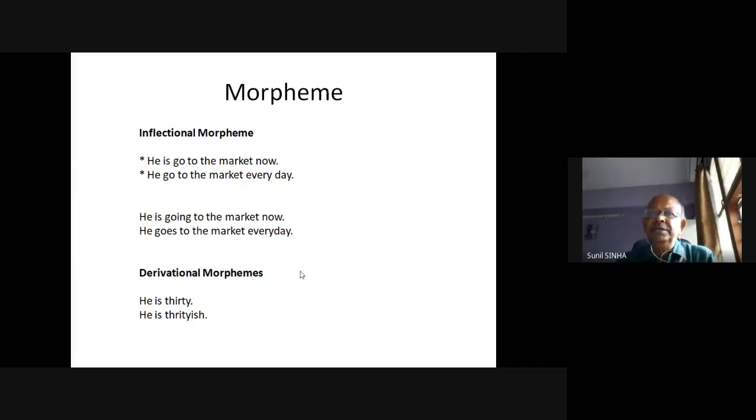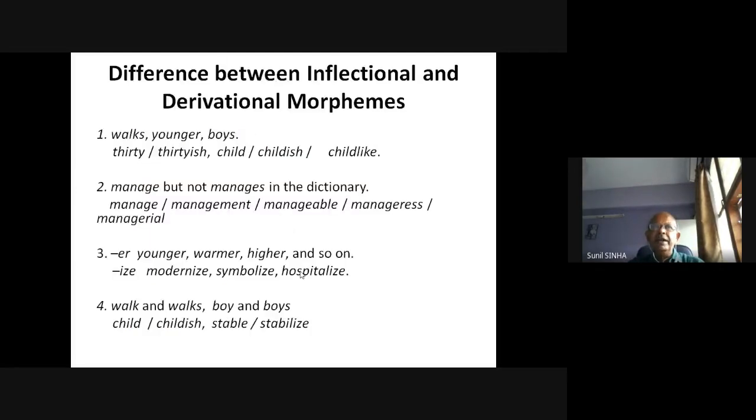Now, there are so many differences between inflectional morpheme and derivational morpheme. This is just one difference, right? One difference, that is, an inflectional morpheme is needed to satisfy the rule of English grammar, and a derivational morpheme is needed to expand or change the meaning of a word. Now, let's come to slide number 5. Jamshed, slide number 5. Sorry, slide number 4.